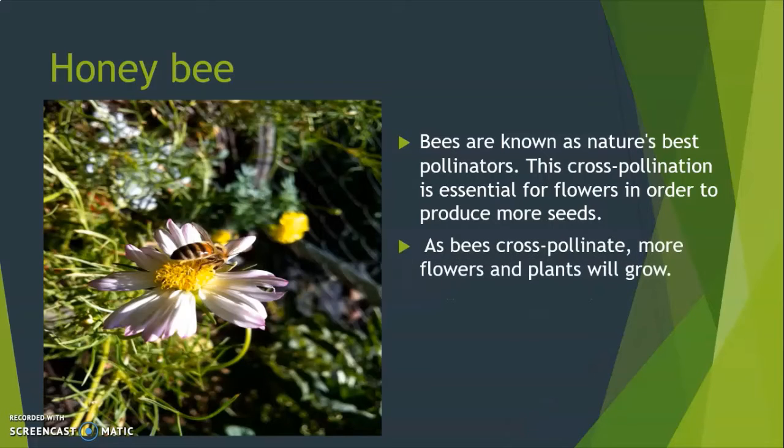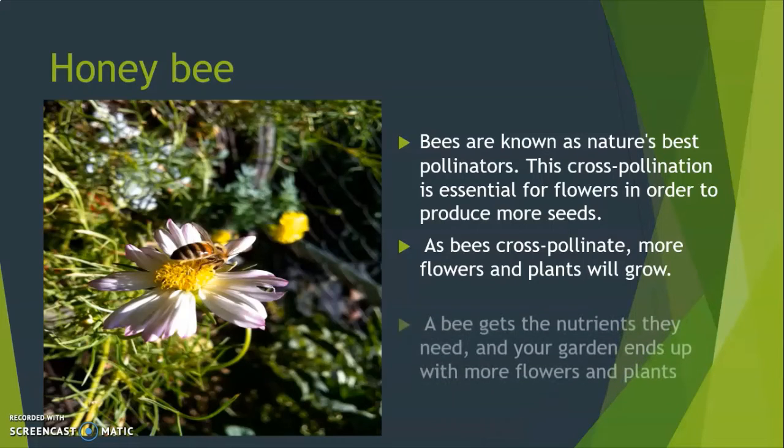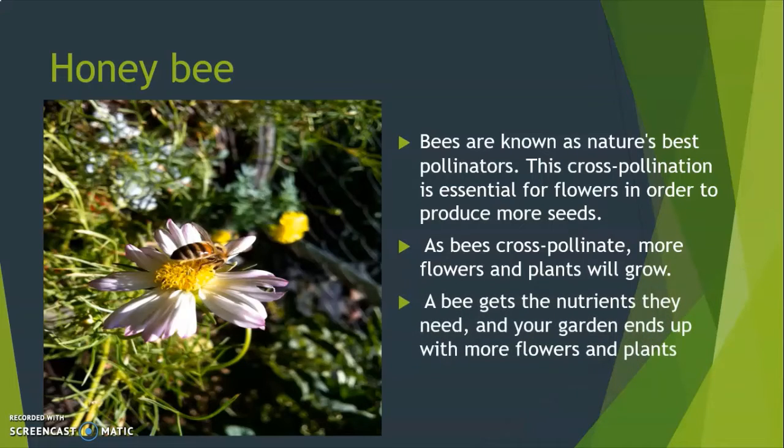And as bees cross-pollinate, more flowers and plants will grow. That is the role of the bees. And then a bee gets the nutrients they need, and your garden ends up with more flowers and plants. That's why the animals are very important in our garden.